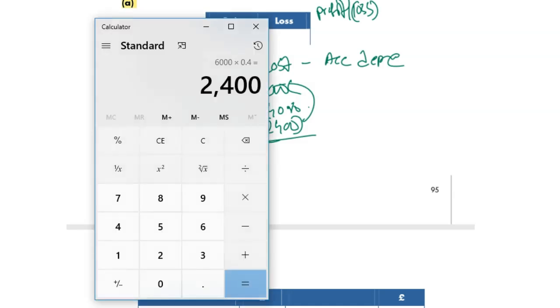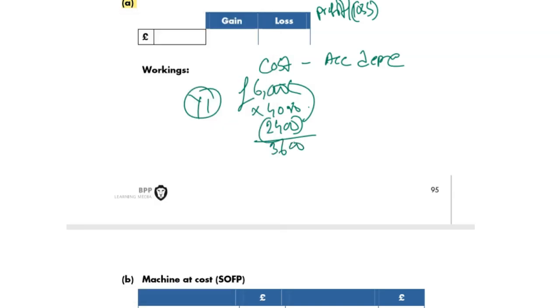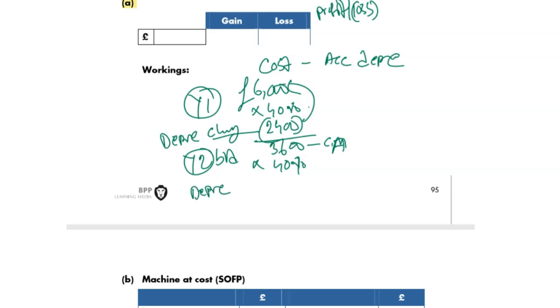So how much is that? 6,000 minus 2,400 is 3,600. That's the balance carried down for year 1, but for year 2, that is your balance brought down. And again, you do 40% because it's reducing balance or diminishing balance, to get your depreciation charge. And this 3,600 is the carrying amount, CA. 40% gives the depreciation for year 2.